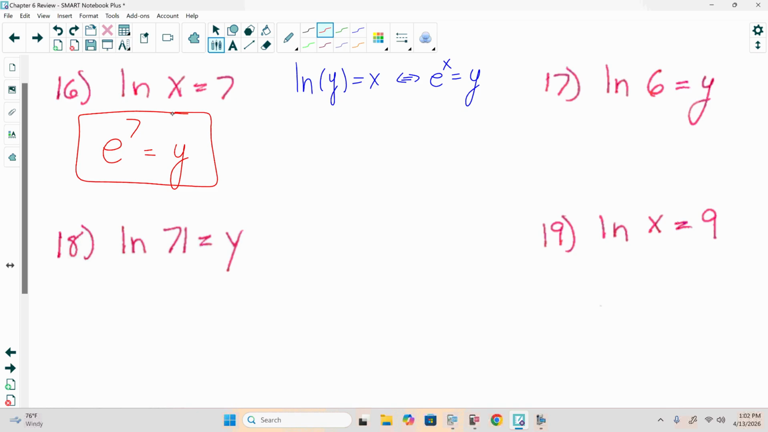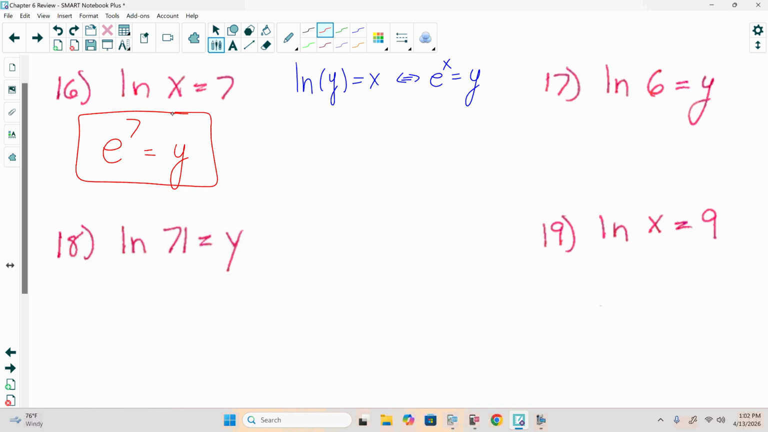Now the downside is we can't check this. I can't plug it in like I did with the logarithms before. I can plug e to the 7th into the calculator. It will tell me what its value is. But according to the statement, it's equal to y. It would just tell me what y's value is. I don't have anything to reference it to, like we did with 9 to the 4th equals 6,561. It's just e to the 7th equals y.